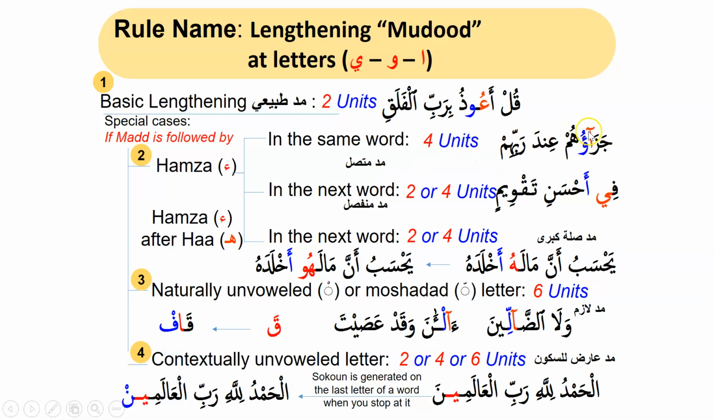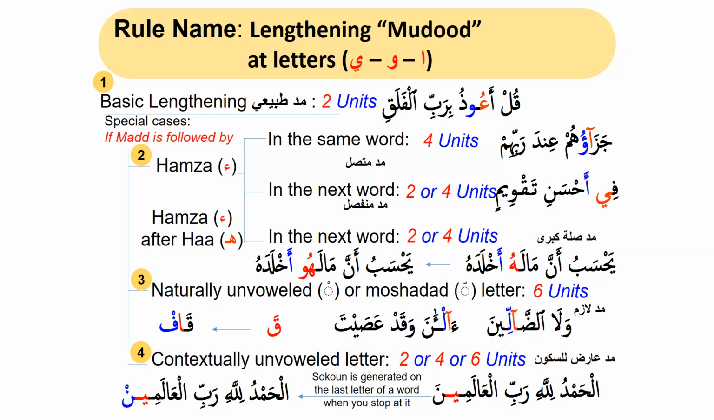It is a letter of mad, alif or waw or ya, followed by hamza in the same word. This is very important: in the same word. And this is called mad muttasil. Muttasil means connected in the same word. So the alif and hamza are connected in the same word.